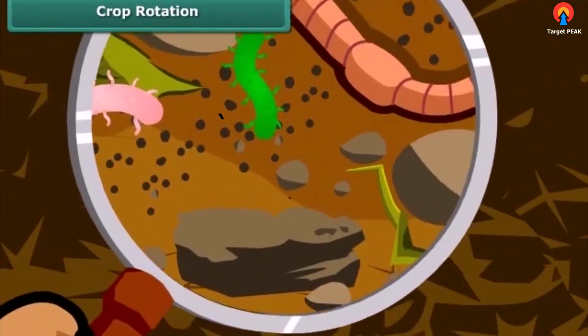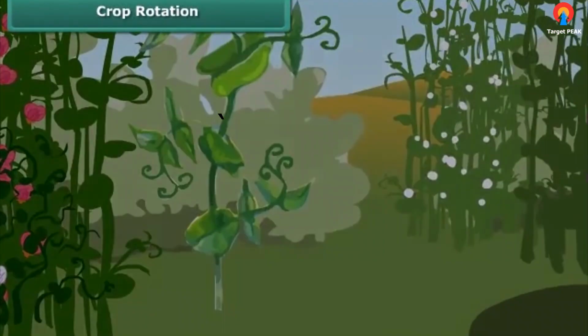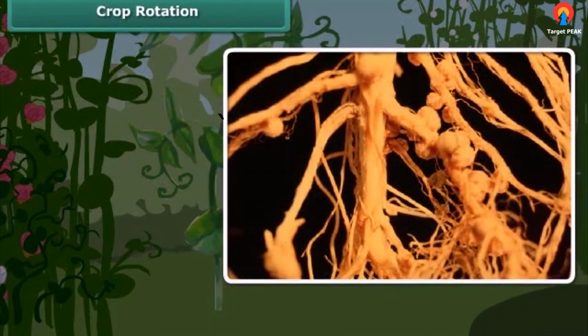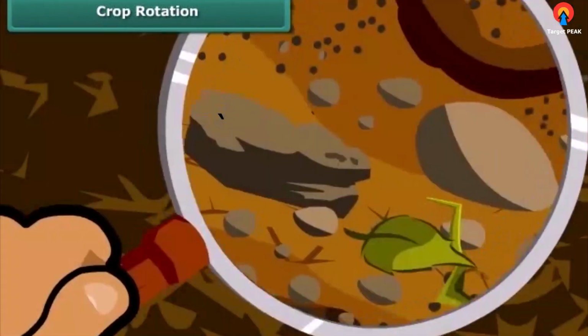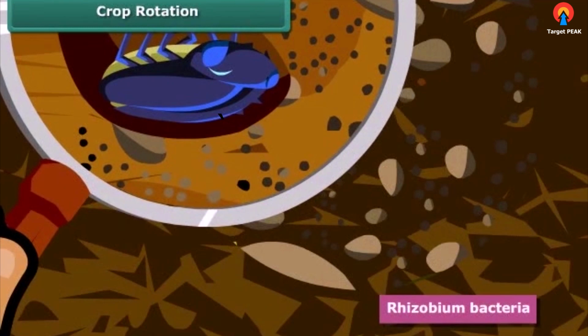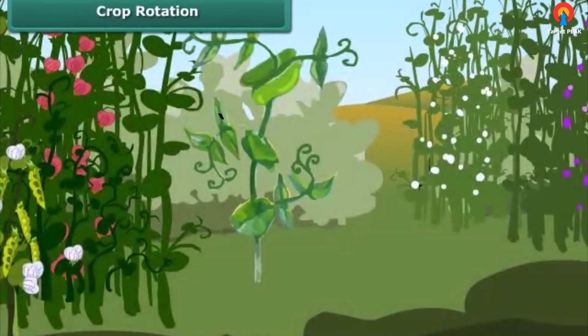You will be surprised to know that some bacteria are present in the root nodules of these leguminous plants. These are known as rhizobium bacteria, which fix atmospheric nitrogen to form nitrogen compounds. When these nitrogen compounds go into the soil, it becomes more fertile. Thus, planting leguminous plants will result in nitrogen-rich soil, and when a cereal is grown in this soil, food grain production increases.